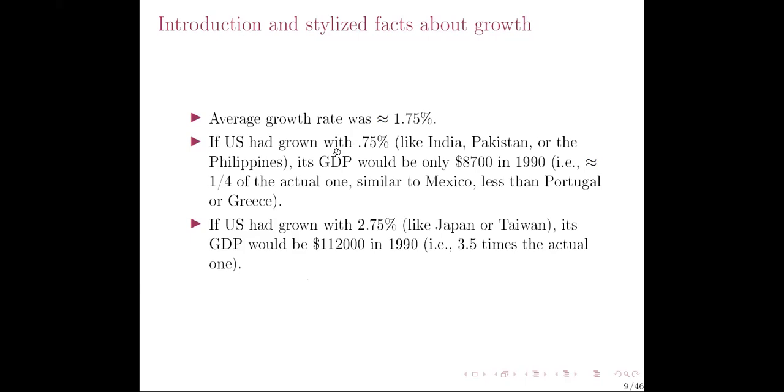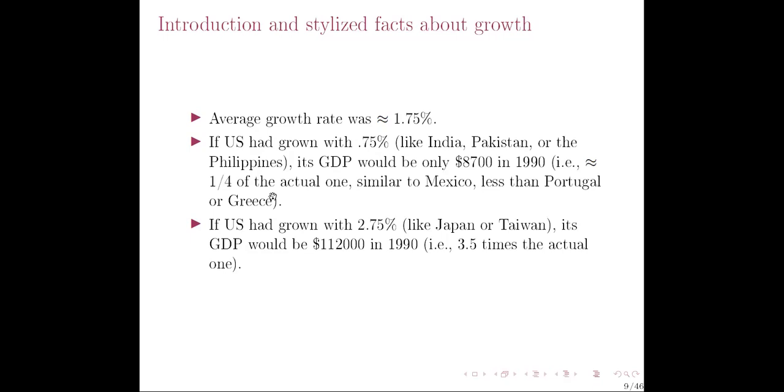Just 1.75%. If the US had grown at 0.75%, like India and Pakistan or the Philippines, its GDP would be only $8,700 in 1990. That is 1/4 of the actual one, similar to Mexico, less than Portugal and Greece. So if the US had grown by 0.75% instead of 1.75%, it would have been worse off than Pakistan, India, Portugal, Greece, and a lot of economies.